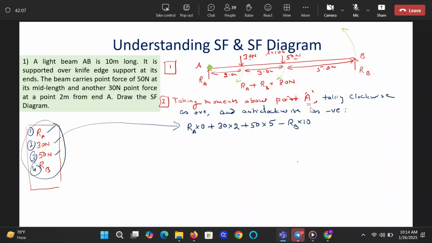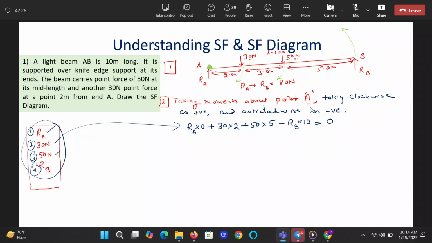So since the beam is not rotating, you don't have to write this, you have to tell yourself: as the beam is not rotating about A and is in static equilibrium, therefore the resultant of all these moments should be zero. Should be zero. Why 80?